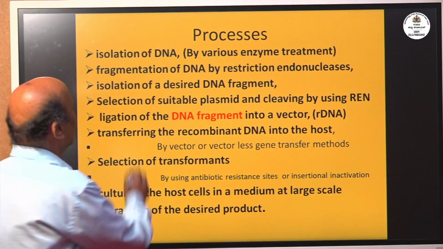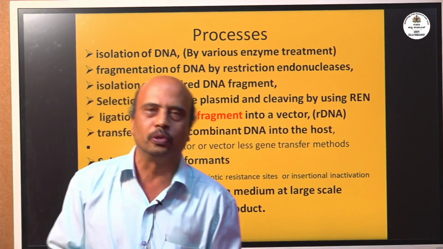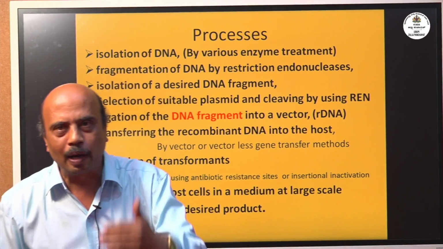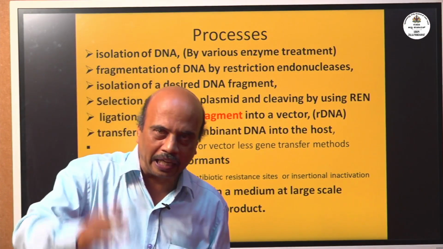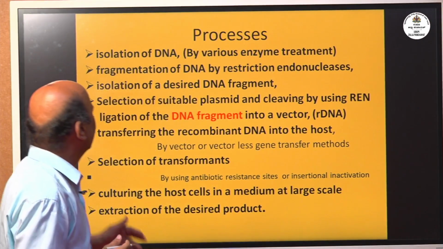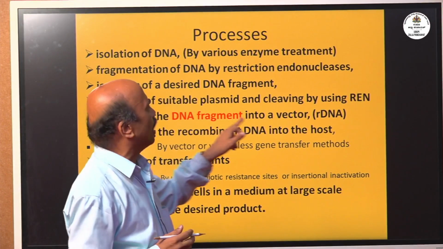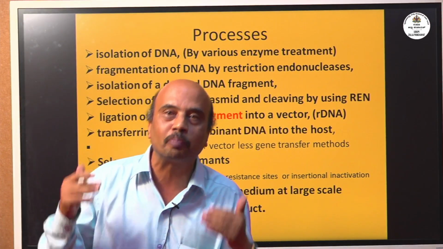Then selection of a suitable plasmid and cleaving it by using restriction endonuclease. A suitable plasmid, that is a molecular vehicle, should be used to carry the desired gene from one organism to another organism. Next, ligation of the DNA fragment into a vector. This is the most important aspect. We call it gene splicing.